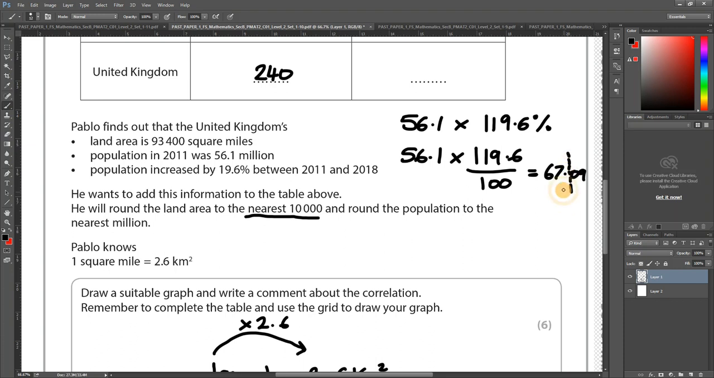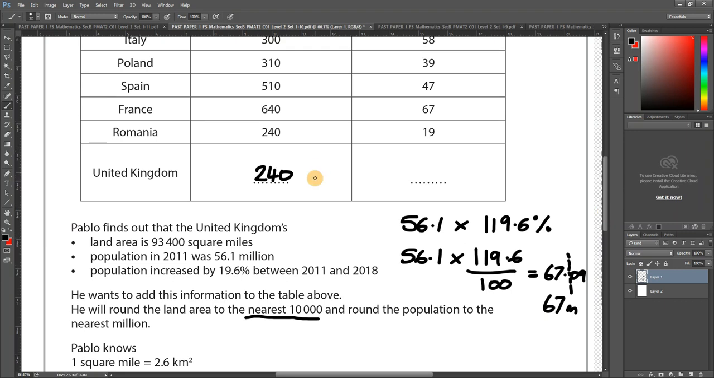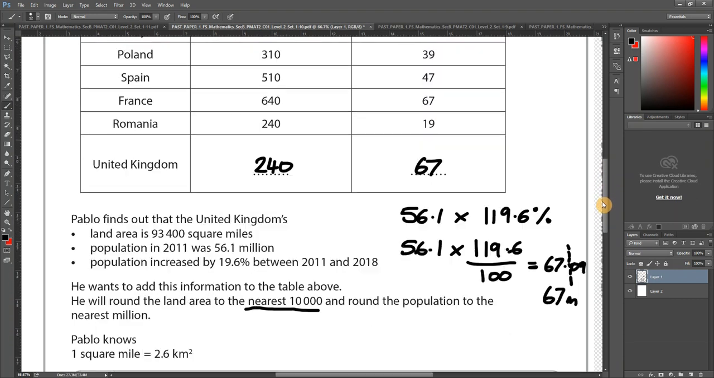And again, to the nearest million, well, that's to the nearest whole number in this case. That's going to be 67 million. So that should be your answer. I could have done it in stages. I could have worked out 19.6% and then added it on, but that's a long way of doing it. You should know that if you're increasing by 19.6%, it's going to be 119.6% of the original, which is what I just did. So the quick way gets you 67 to the nearest million. These are all in millions, aren't they? Yeah. So that's that done.